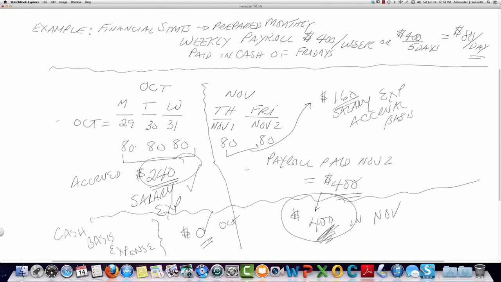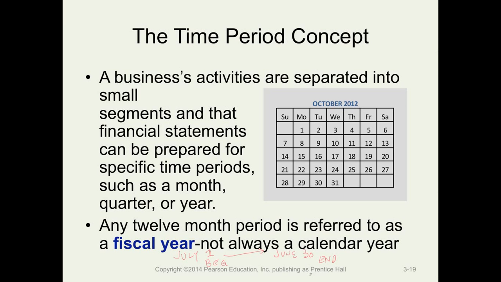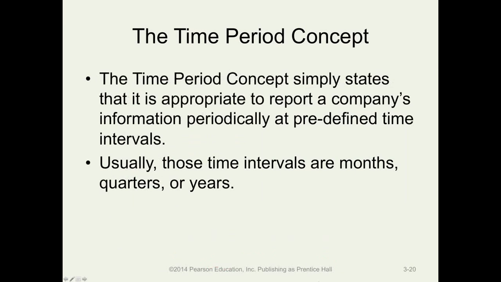So clearly the time period assumption will cut the life of the business into artificial periods of time, and as a result, it will properly measure revenues and expenses in the periods in which they were earned, and in this case, in which the salaries were incurred. So the time period assumption simply states that it's appropriate for a company to report information at predetermined time intervals. And again, our example here was a month.